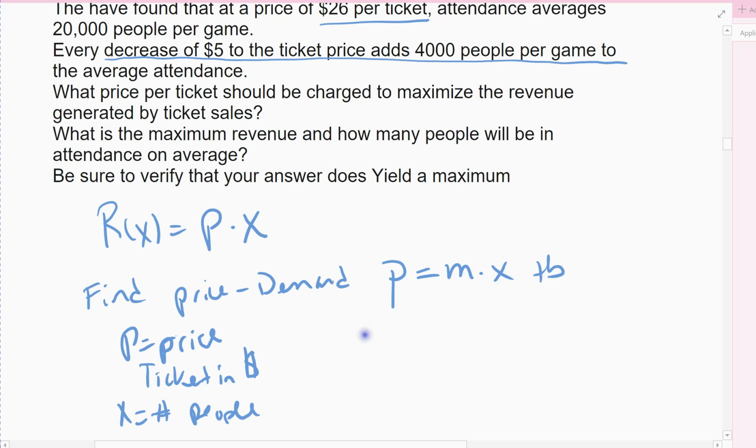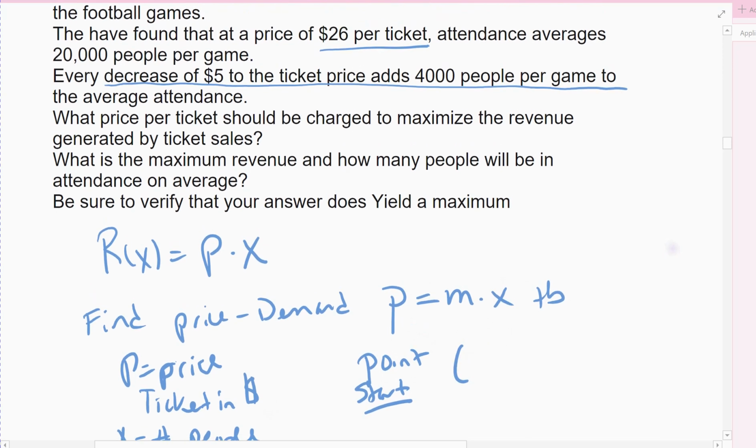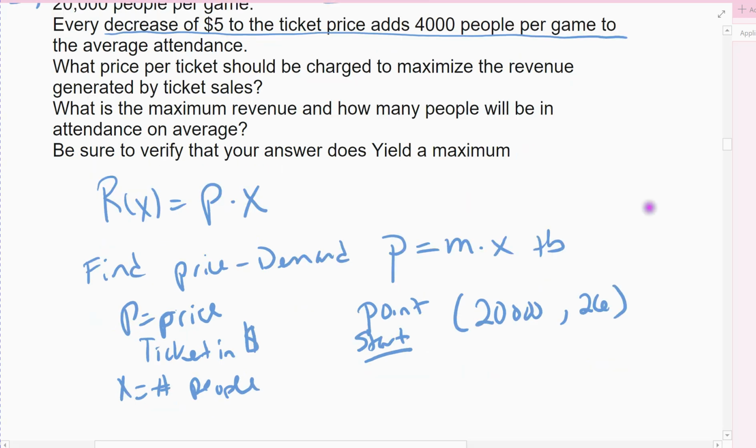First of all, they did give me a point. They gave me a starting point where they're currently at. The starting point is when they set their price at 26, 20,000 people on average. Again, we're going to use averages, but 20,000 people will be in attendance. So X is the 20,000. Price is the Y part, which is 26. So that's the starting point. That comes from their current selling price of $26. When they sell it at that price, 20,000 people will be in attendance on average.